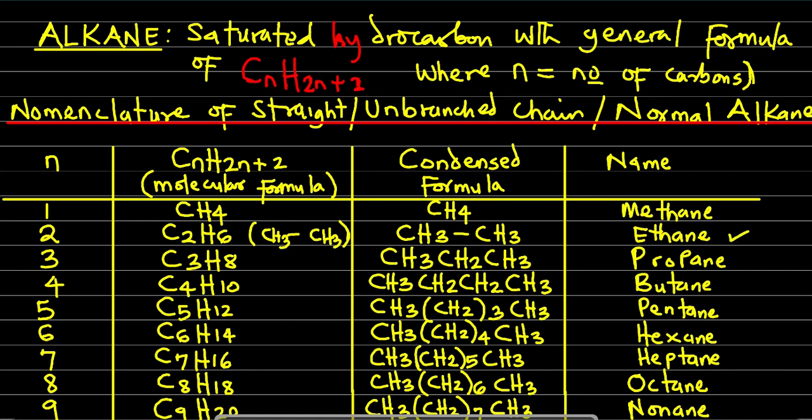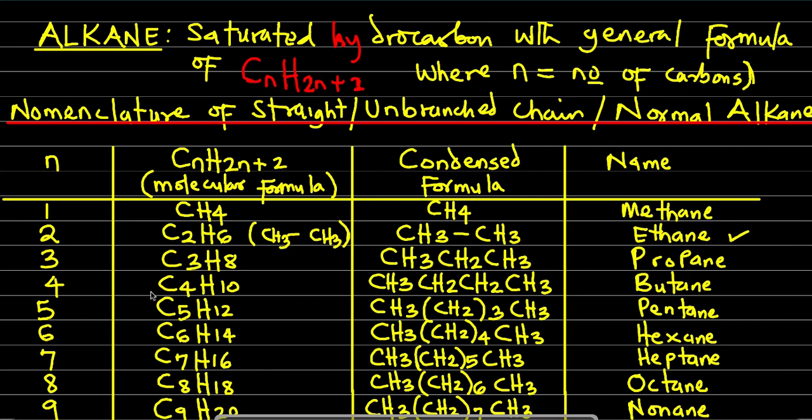So we continue. If the number of carbons increases to 3, we have C3H8. In the condensed formula, we are not showing the bonds: CH3CH2CH3. If you count the number of carbons here, it gives us 3, and the number of hydrogens gives us 8, and that's propane.